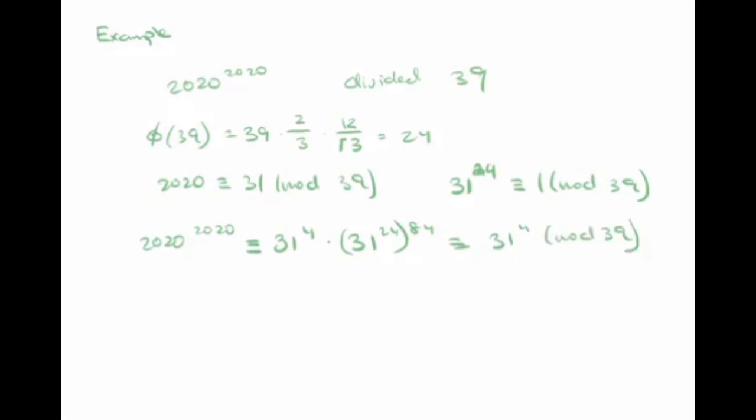To make calculations easier, we can replace 31 with -8, because that's congruent. So this is 64 squared, which is congruent to 25 squared, which is 625, which is congruent to 1 mod 39. Does anyone have any questions?